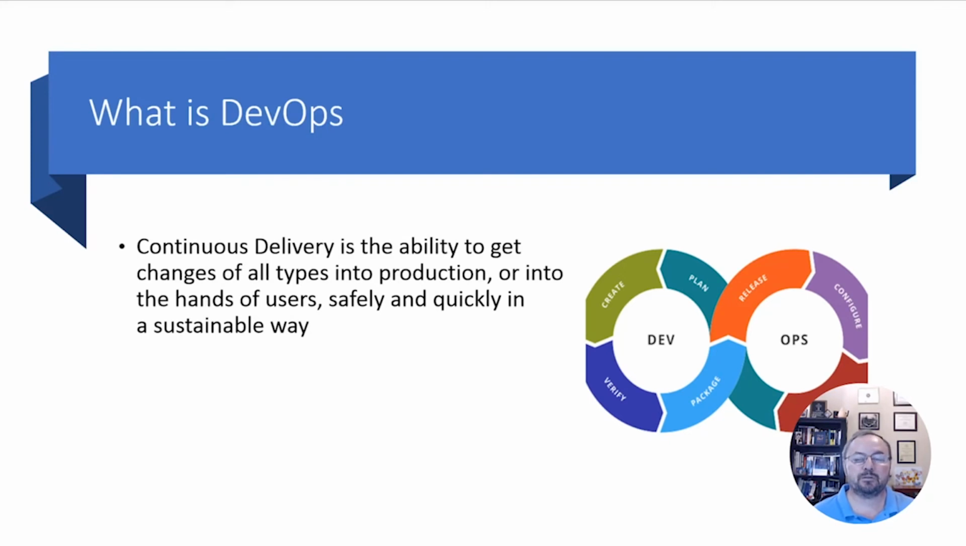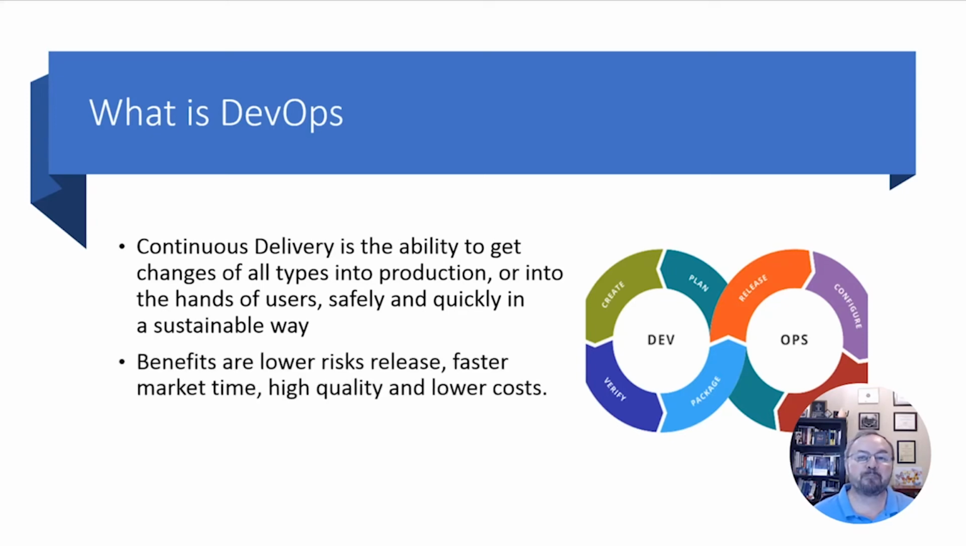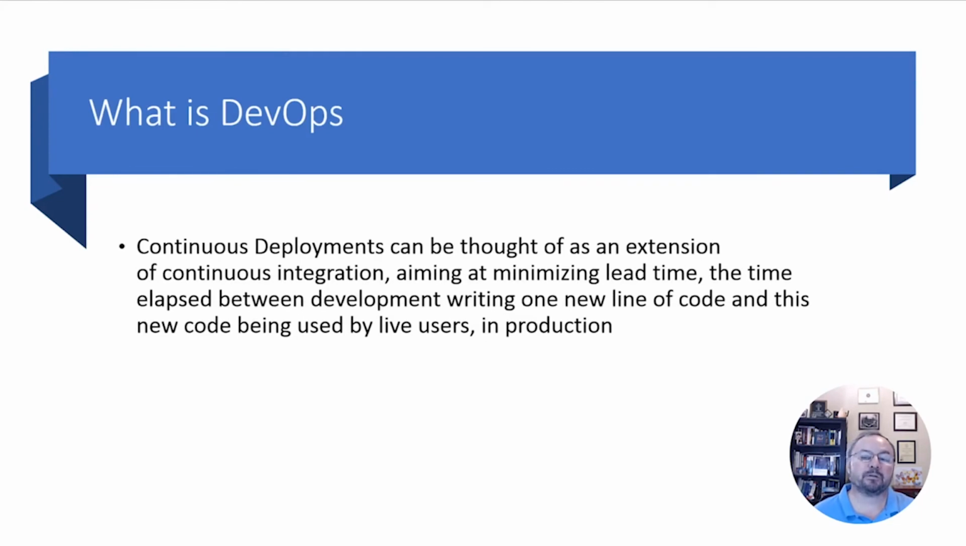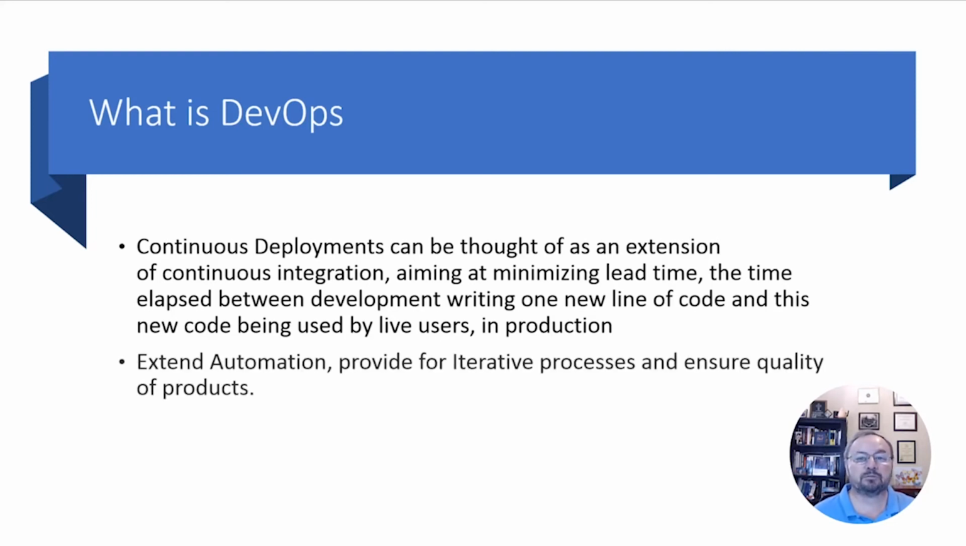Now, continuous delivery is an extension of CI, but it's really, again, taking things from when it's built and actually bringing it into effectively a release stage. And then we have continuous deployments. This is really an extension of CI as well, but it's really meant to automate everything. It's meant to remove manual issues. So when we extend automation to testing, to deployment, this can bring some benefits. So basically, it provides for iterative processes and ensures quality of products.